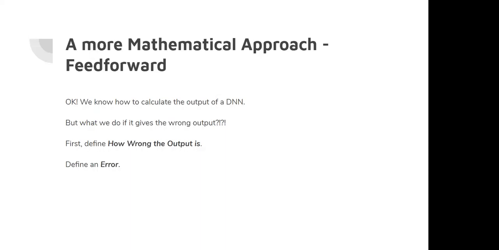Now, what if you get the wrong output? To figure out how to correct that output, first you need to define how wrong the output is. You need to be asking the right questions before you give the right answer. The right question is how wrong the output is. And how do you define that? You basically define an error.